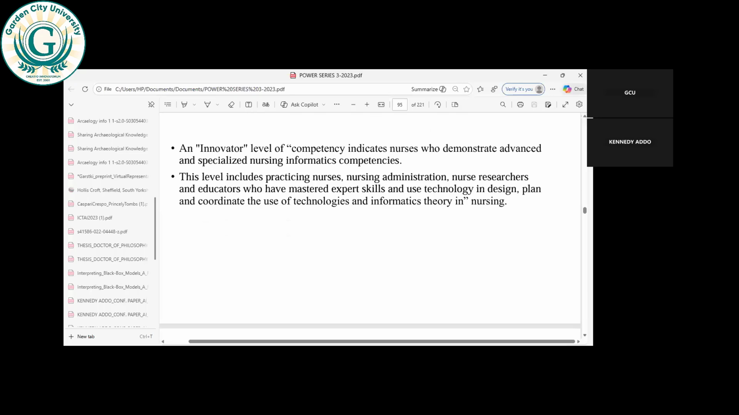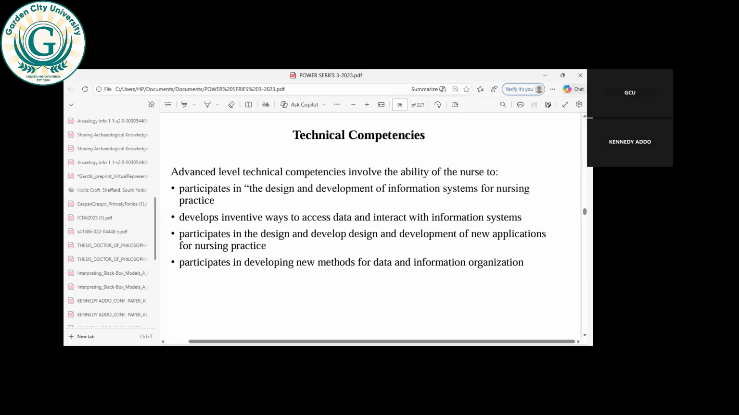So let's look at technical competencies for somebody who is advanced. You participate in the design and development of information systems, just as I've already hinted. You develop inventive ways to access data and interact with information systems. So, for instance, we know the electronic health record, that is the OPD number, represents the core of the electronic health records, and that will give you access to the patient records. That is done efficiently compared to the paper-based system.